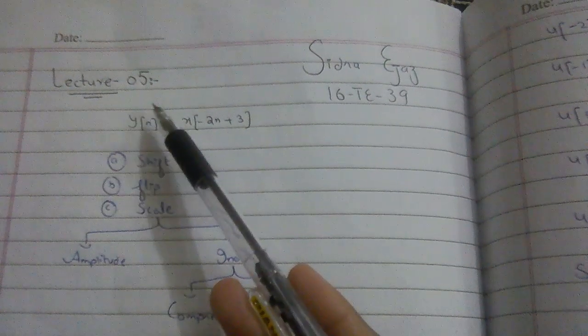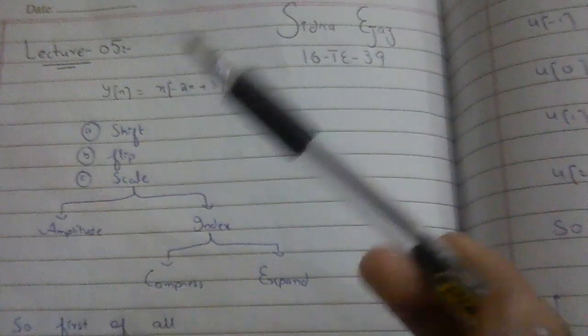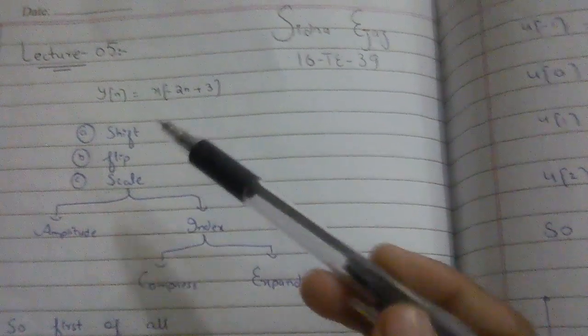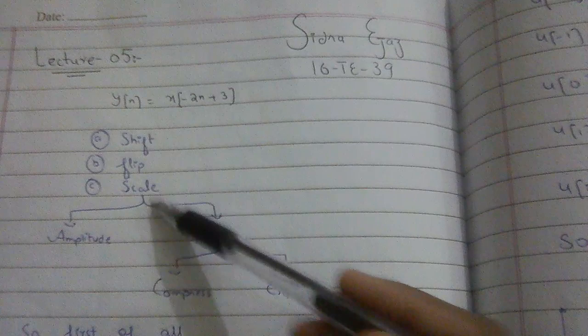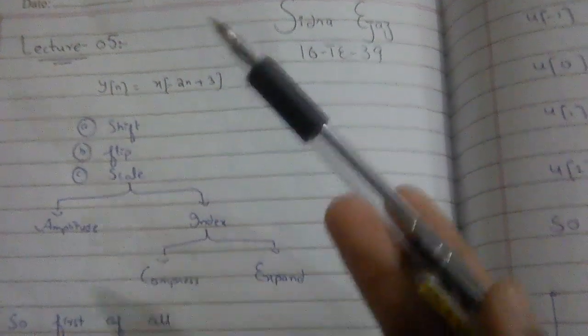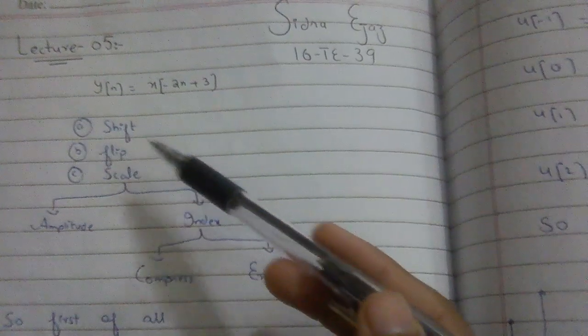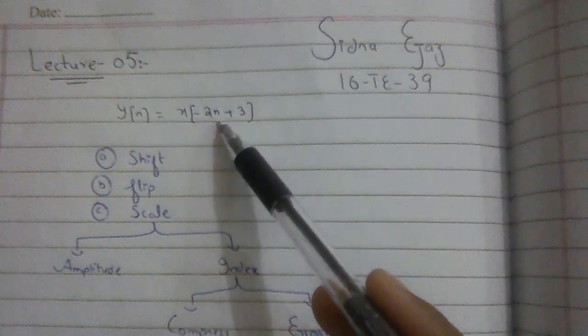This is the fifth lecture of DSP in which I am discussing the example of time shifting, time scaling and mirror operation. For example, if we have these three operations in a single example or in a single system, then what should we do or what step should we perform first to get our output? You can see in this example, y of n is equal to x of minus 2n plus 3.